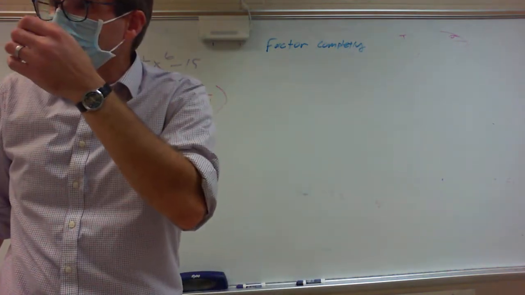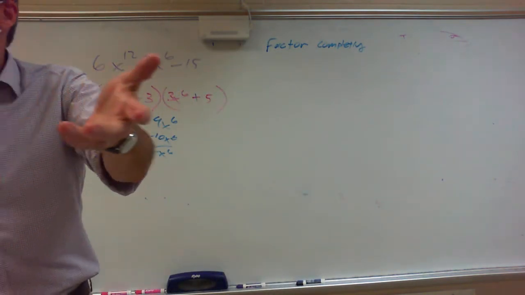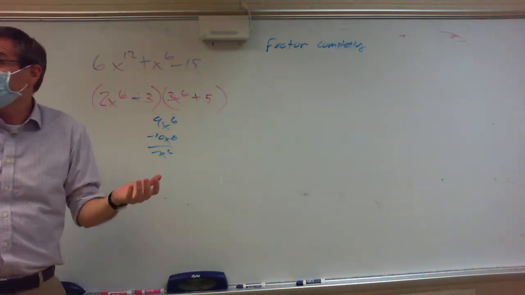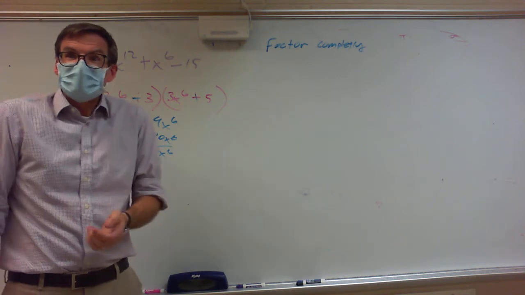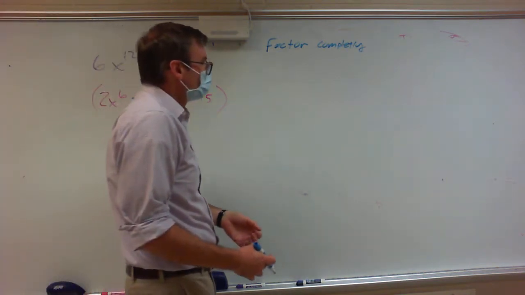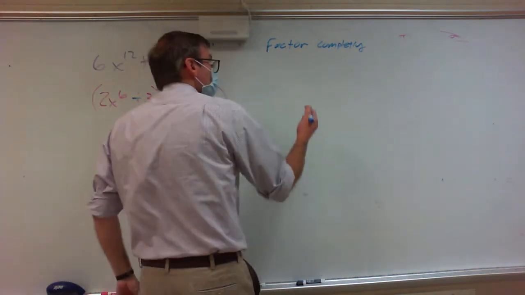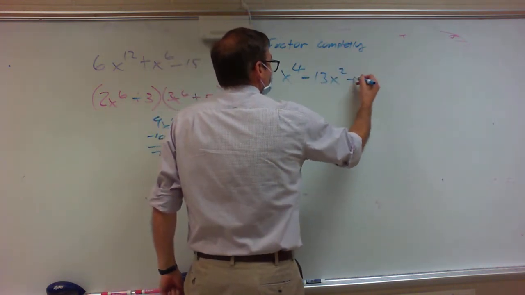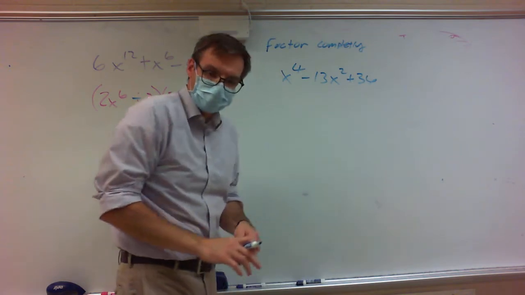Okay? Right? That's your instructions. Factor completely. Your job is whatever I give you, you're going to try to factor it. And some are going to be easier than others. So, try this one. x to the 4th minus 13x squared plus 36. Factor.